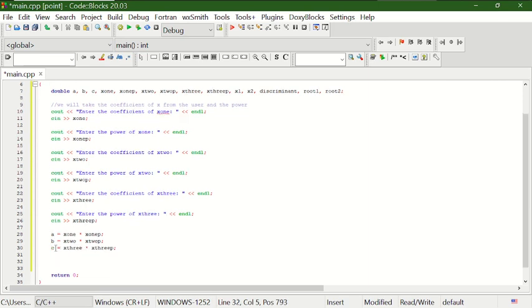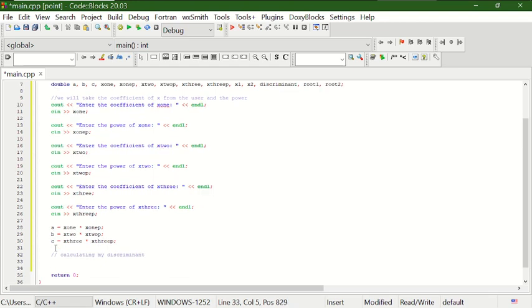So let me state my discriminant. I will say in comments, here I'm calculating my discriminant. So this is how I want to calculate my discriminant. I'm going to say discriminant double, where discriminant is equal to what?